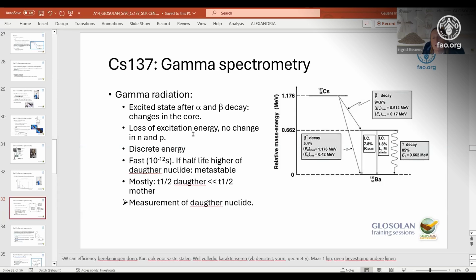If the half-life of the daughter nuclide that's coming from the mother, where we start with, the Cesium-137 is the mother, then that daughter nuclide is called metastable. So mostly the half-life of the daughter is much smaller than the half-life of the mother, and the gamma decay goes very fast. We're in fact not measuring the Cesium-137 itself, but we're measuring the daughter nuclide. But because we know the decays and the half-lives, we can recalculate towards the mother nuclide, the Cesium-137.